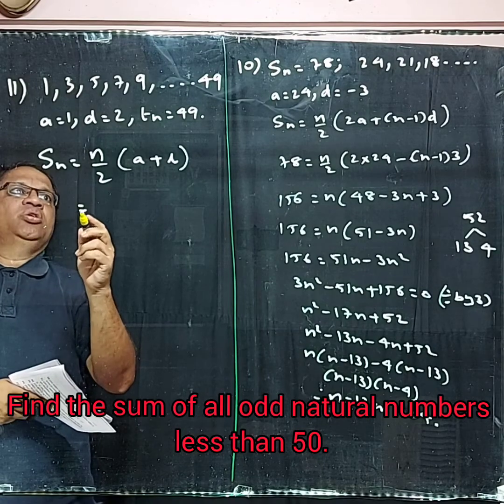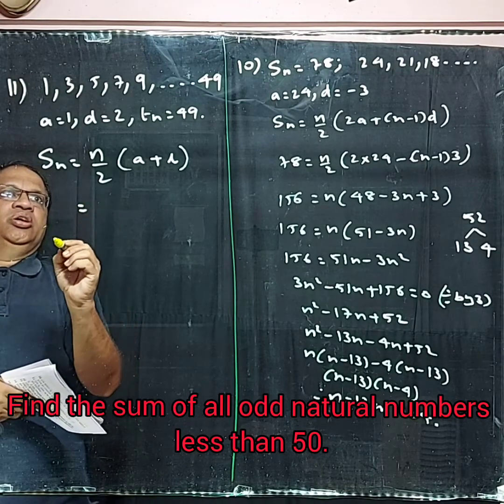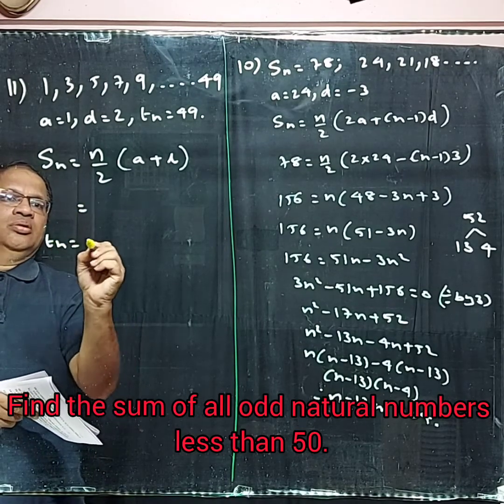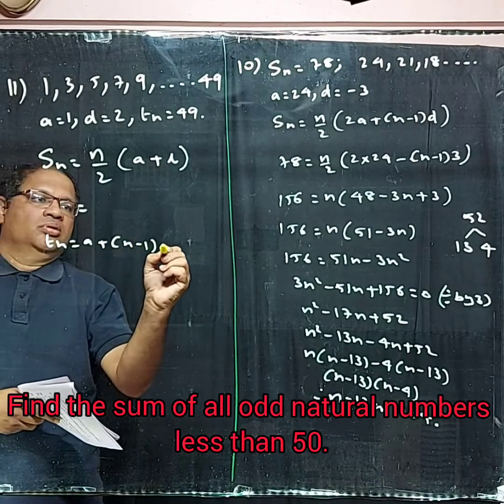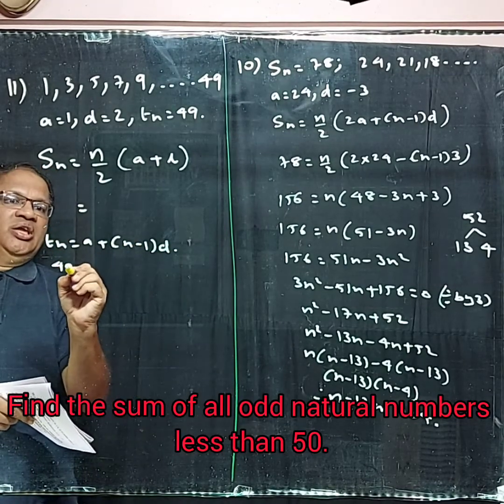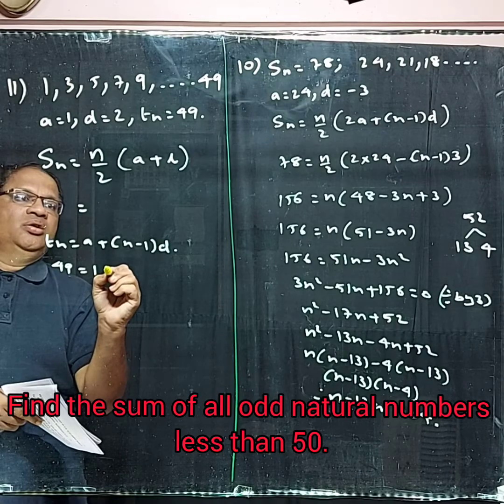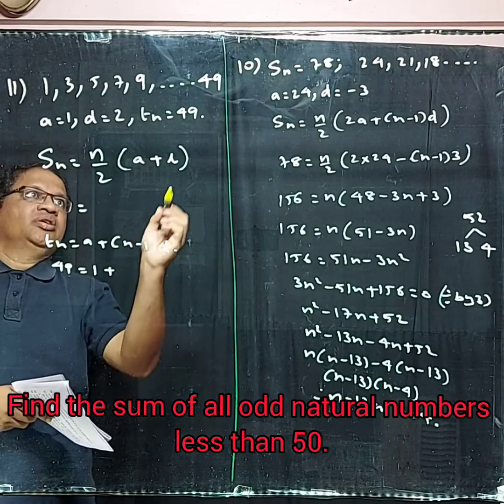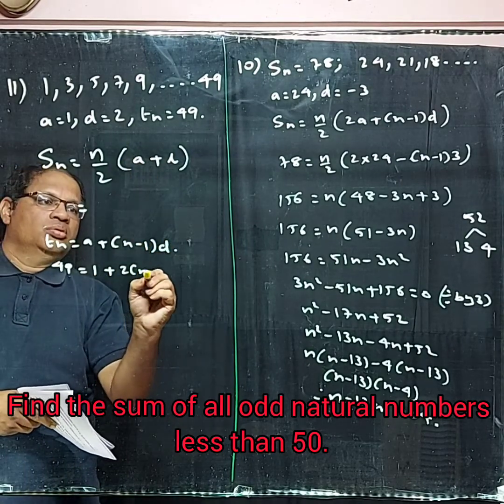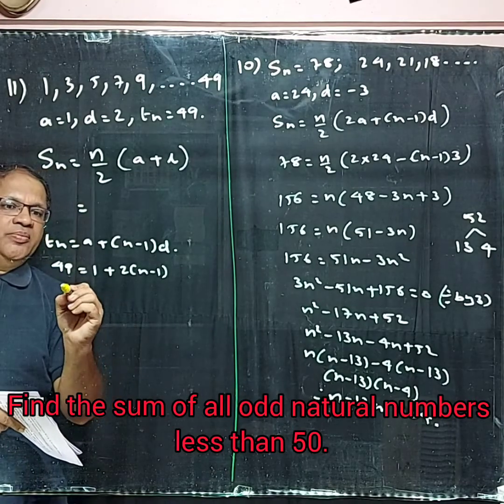We can find out Tn. Tn is 49, A is 1, plus D is 2. So we can find out n.